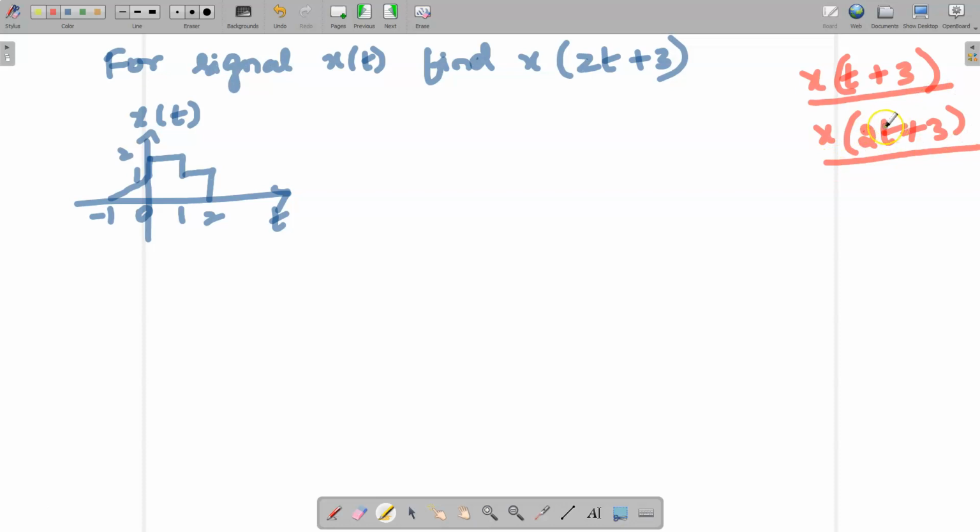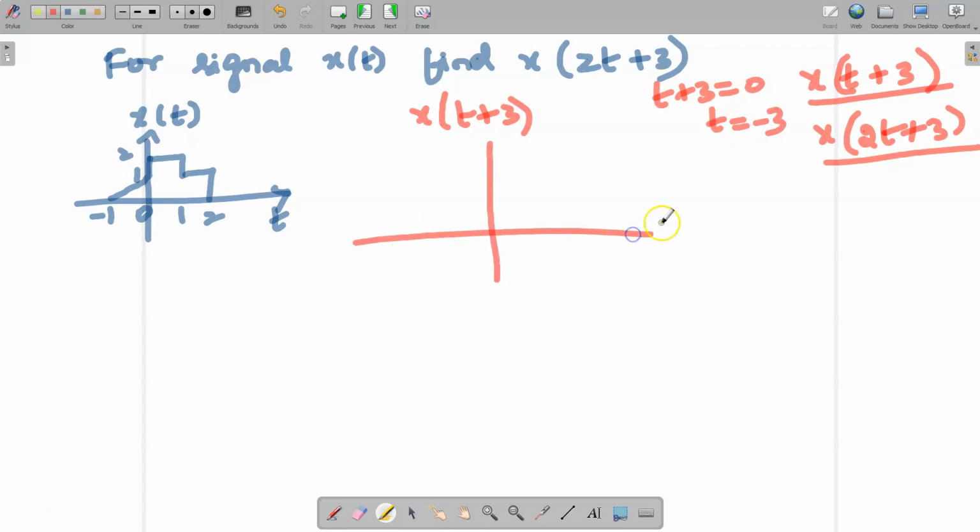Time scaling means you will multiply some constant with the t, okay, multiply or divide some constant with the t, that is time scaling operation, and this is your time shifting operation, some values you will add or subtract with the t. So, first let me draw your x of t plus 3. So, as usual what you have to do, first I need to substitute t plus 3 equal to 0, t is equal to minus 3.